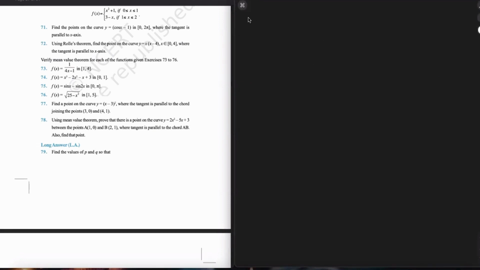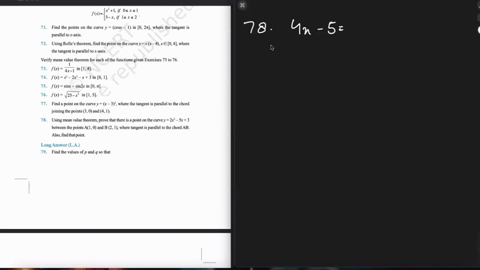All right. Now question number 78. Using mean value theorem, prove that there is a point on the curve between points A and B where the tangent is parallel to the chord AB. Also find that point. Okay. So on finding f'(c), I have 4x minus 5 in place of f'(x).